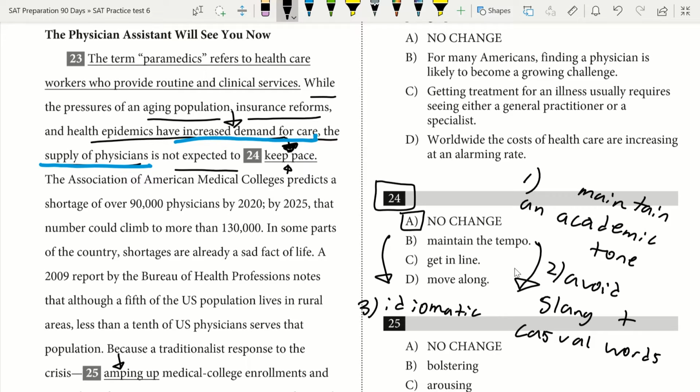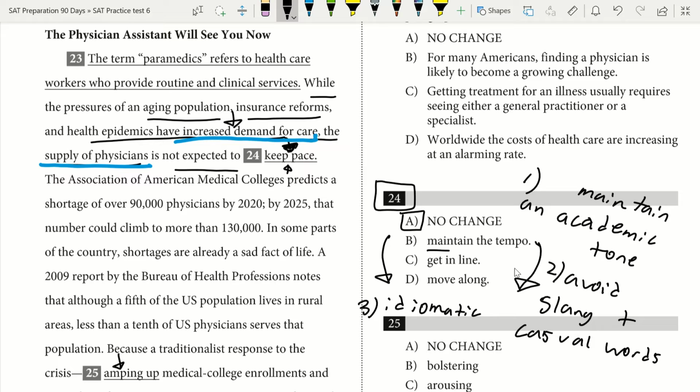Okay, so I'm looking to really do three things in a case where I have a word or two words underlined mid-sentence or at the end of the sentence, and I have all different root words in my answer choices. I'm looking to make sure I'm maintaining an academic tone. I want to make sure I avoid slang and casual words, and I want to make sure it's also idiomatic. Okay, so in this case, keep pace makes perfect sense.